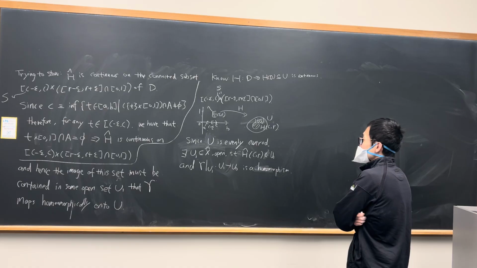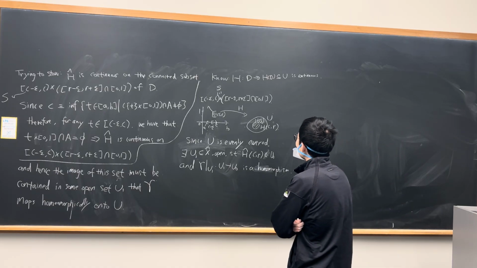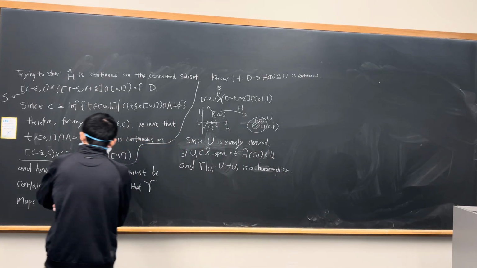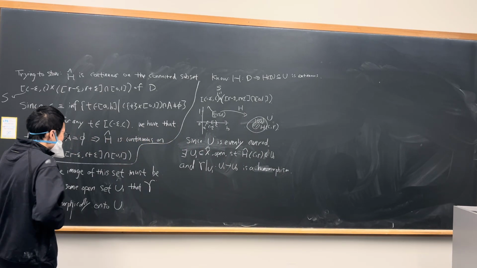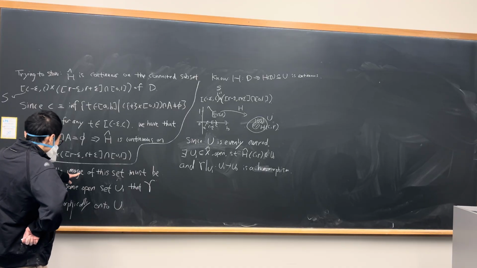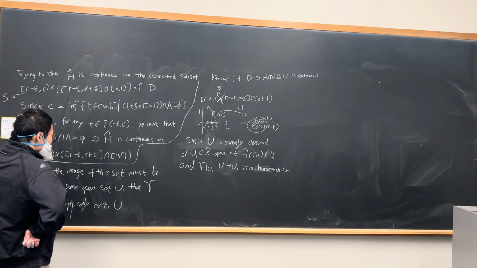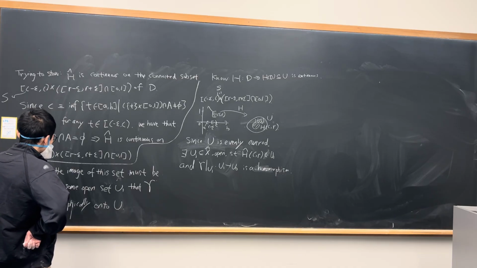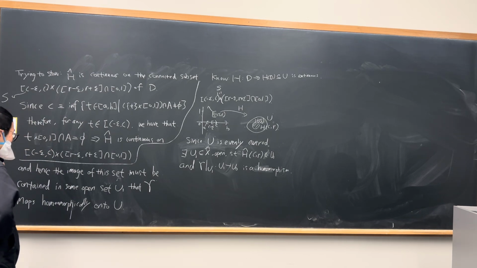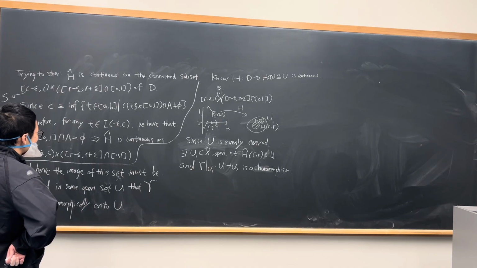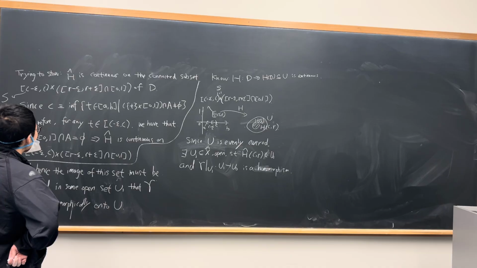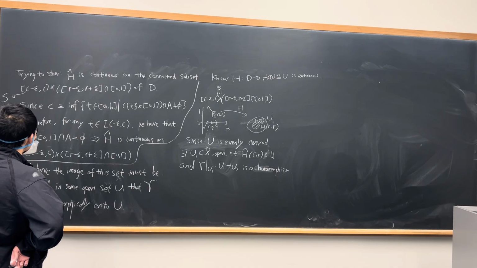Now we want to show that the image of this set must be contained in some open set U1. The image of this set on the H hat must be contained in this U1. So why would this image be contained in it?